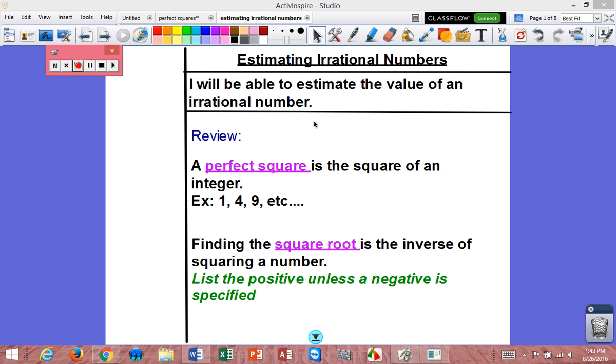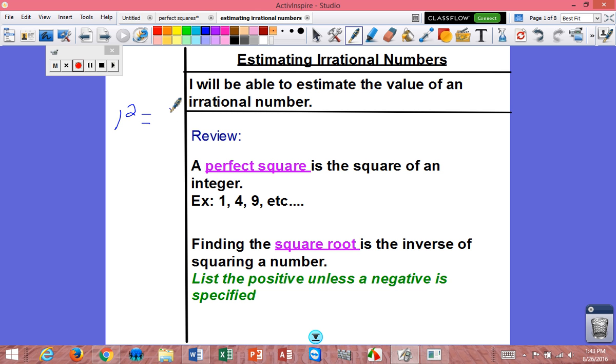A perfect square is the square of an integer. For example, 1 squared means 1 times 1, and that is 1. 2 squared, 2 times 2 is 4. 3 squared means 3 times 3 is 9, and so on. So when we find a square root, that's just the inverse of squaring a number. For example, if 4 squared equals 16, then the square root of 16 equals 4.